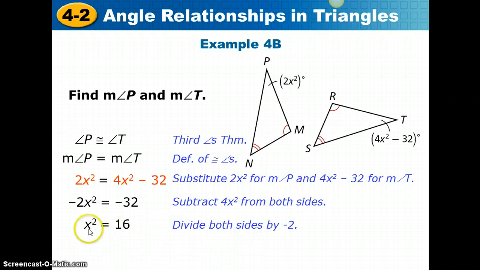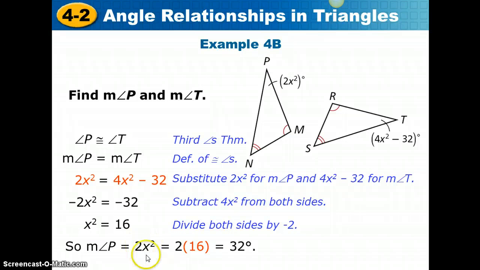Okay, you should get that x squared equals 16, and again, you could take the square root of 16 if you wanted. Works out nicely to be 4, but we just need to plug in 16 for the x squared and multiply by 2. 2 times 16 is 32. If you plug it into the other one, it would also give you 32 degrees because they are congruent.